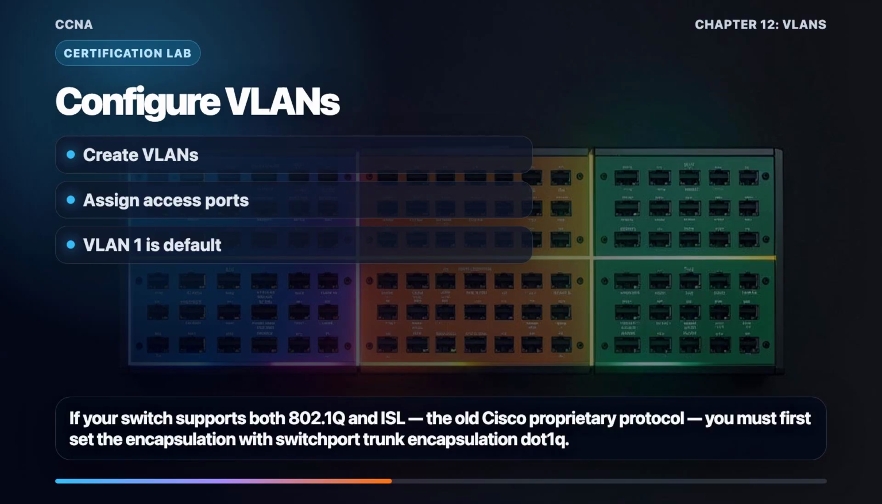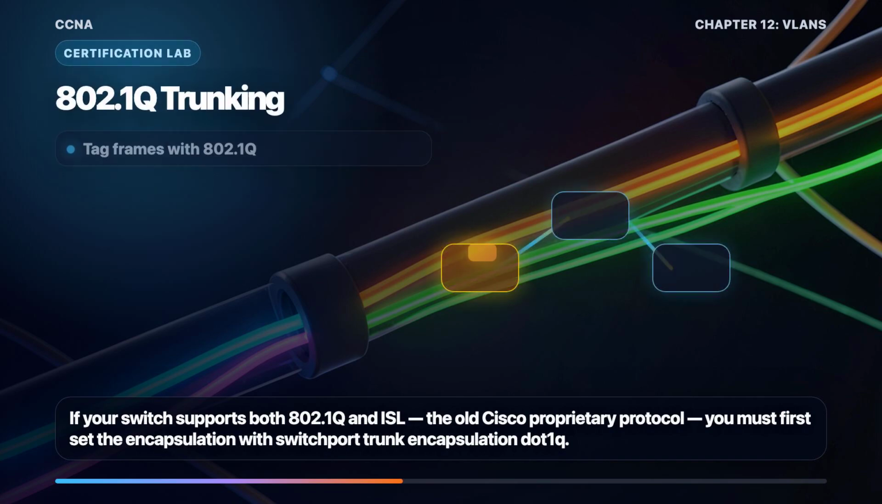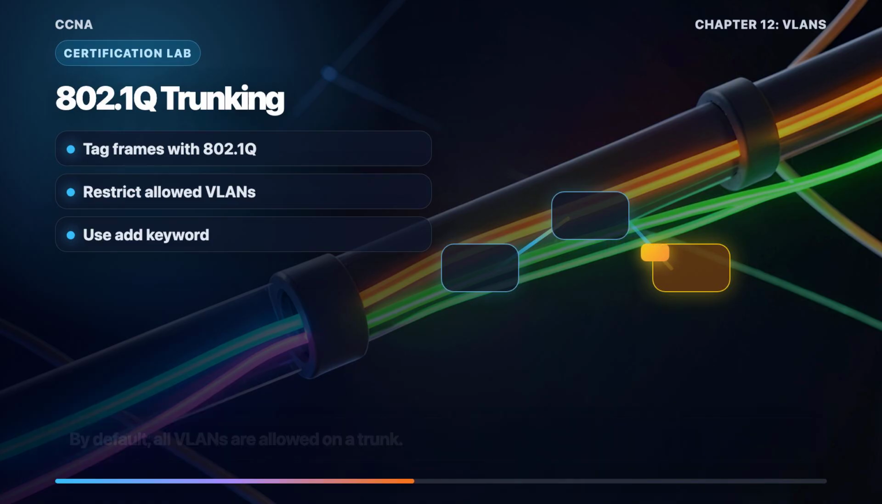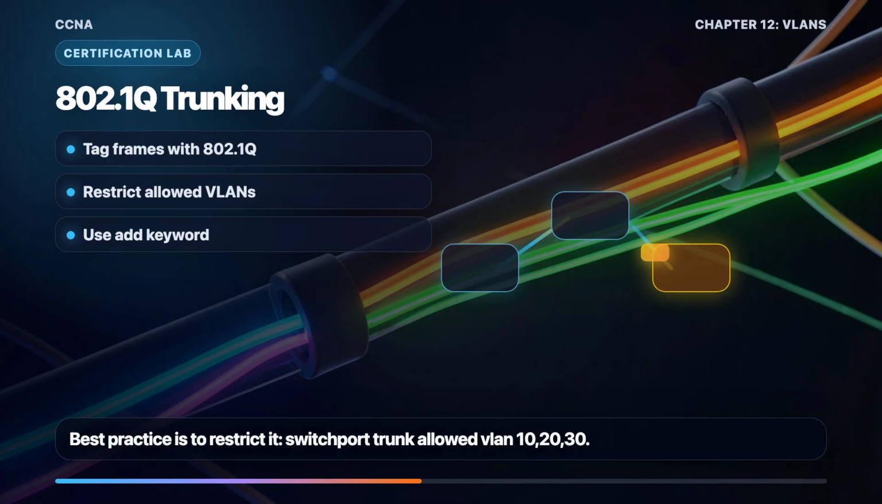If your switch supports both 802.1Q and ISL, the old Cisco proprietary protocol, you must first set the encapsulation with switchport trunk encapsulation dot1q. By default, all VLANs are allowed on a trunk. Best practice is to restrict it. switchport trunk allowed vlan 10,20,30.